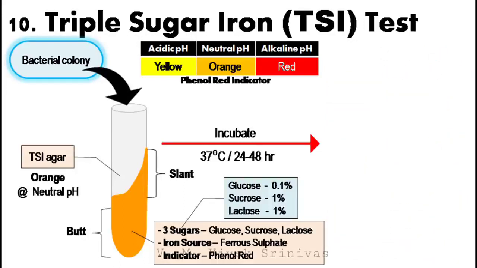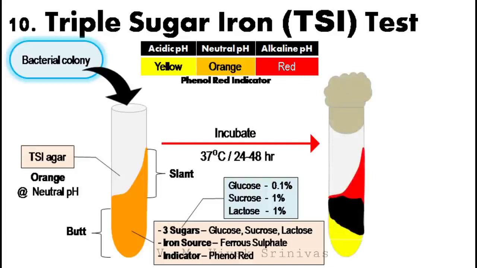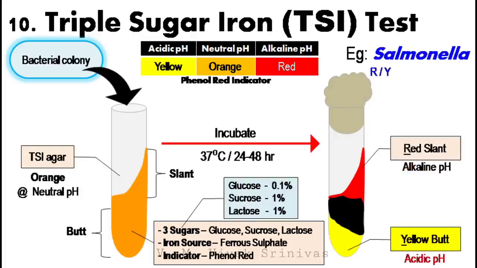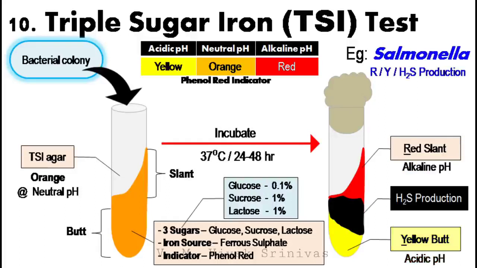Following incubation, the agar slant may turn to this type of reaction. This type of reaction is observed in Salmonella. That is, the red slant, due to alkaline pH at the slant portion, and the yellow butt, due to acidic pH at the butt portion. And we can also observe the presence of the black precipitate, due to hydrogen sulfide production.